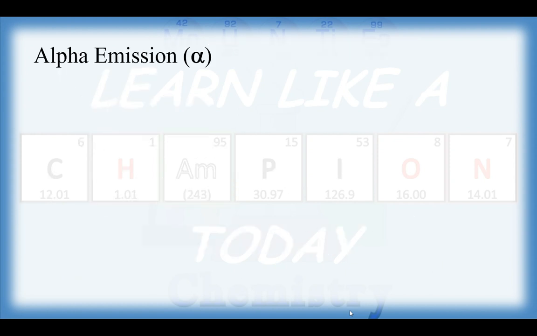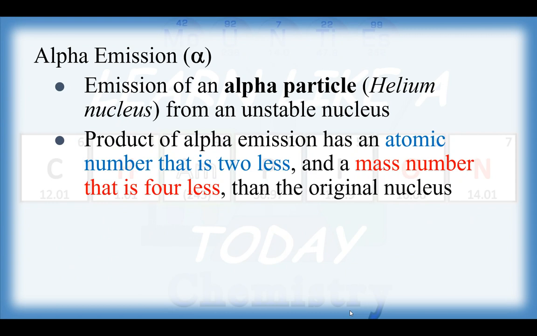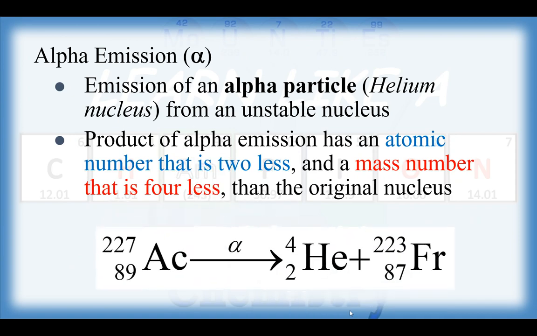So in alpha emission, a lot of times these different decay types are indicated by the Greek letter for the type of emission. So you see the symbol for alpha there. Whenever you see this, this is an indication of the emission of an alpha particle, which turns out to be the nucleus of a helium atom, 2 protons, 2 neutrons, from an unstable nucleus. Because the alpha particle is made up of those 2 protons and 2 neutrons, the daughter isotope is going to have an atomic number that's 2 less than the parent and a mass number that's 4 less than that original parent isotope nucleus.